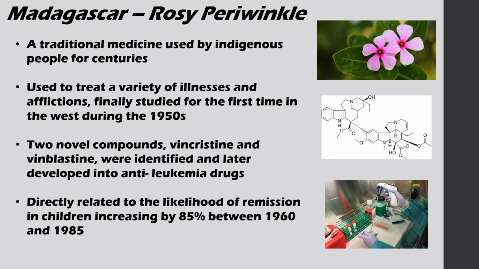And those two novel compounds that I'm not going to try to read were identified and later developed into anti-leukemia drugs. And these leukemia drugs were directly related to the likelihood of remission of leukemia in children increasing by 85% between 1960 and 1985. So those little pink flowers saved a lot of lives and children's lives.